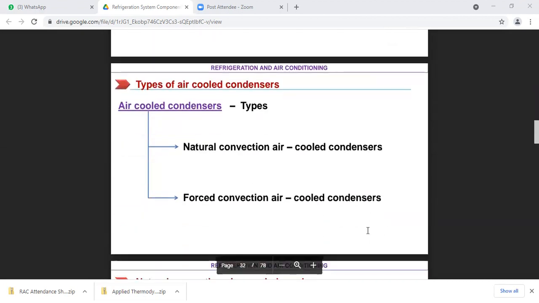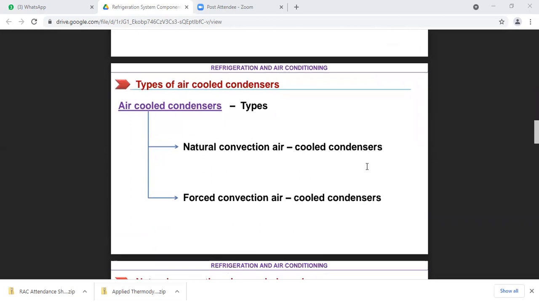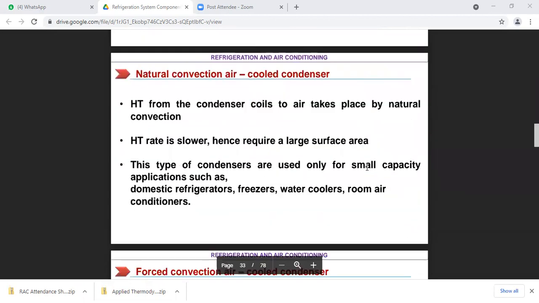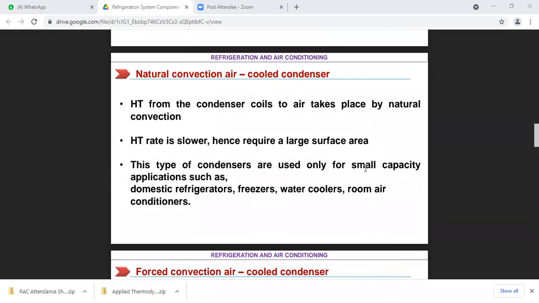The types of air cooled condenser, as we have discussed, are the natural convection condenser and the forced convection air cooled condenser. In natural convection, as we have discussed, the heat transfer from the condenser coil is taken by the air through natural convection, and the heat transfer rate is slower as it requires a large surface area.